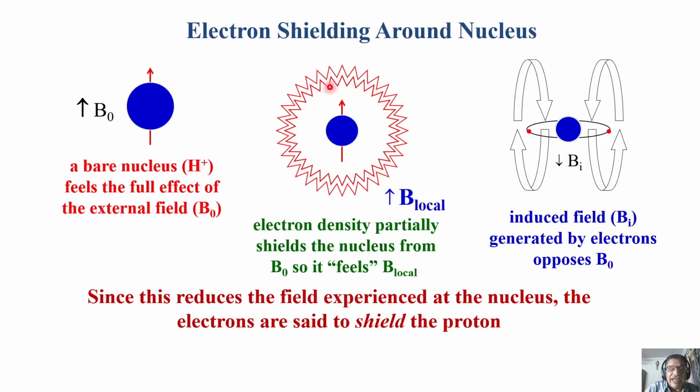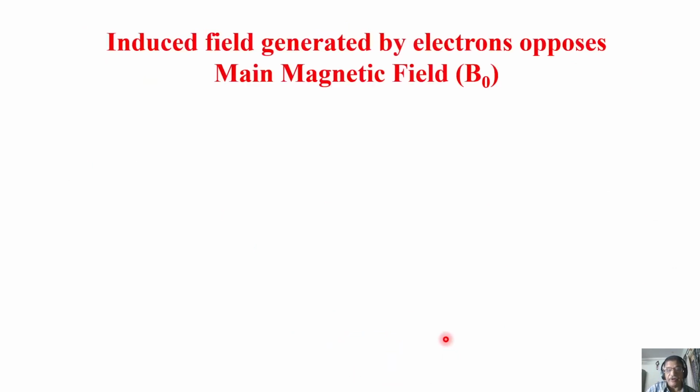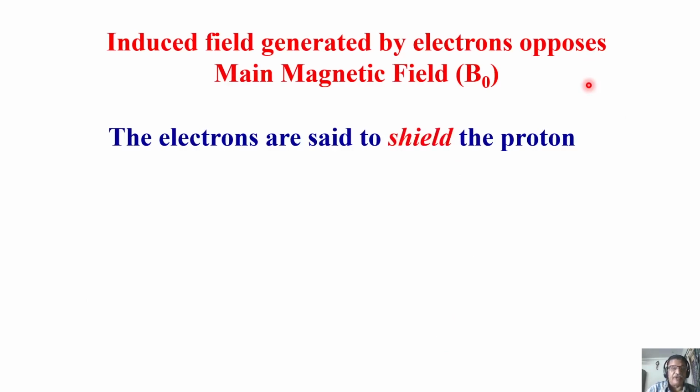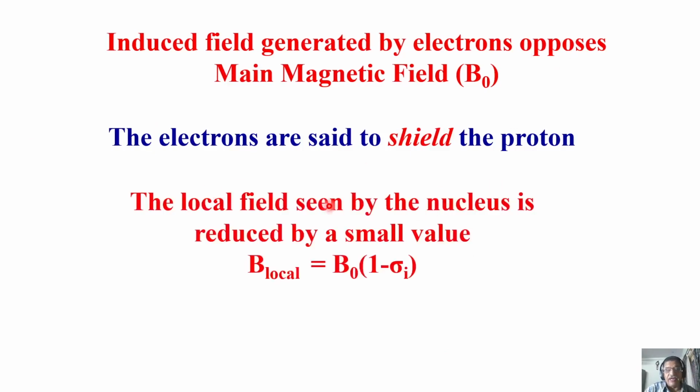So the electrons shield the nucleus, so the nuclear spins do not see the external field fully. It also sees the local field produced because of the electrons. And this local field, as I said, opposes the main magnetic field. We can say the strength of the local field is B naught minus the induced field. The induced field generated by the electrons opposes the main magnetic field, and that's the reason why we say electrons shield the proton. And the local field is reduced by a small amount.